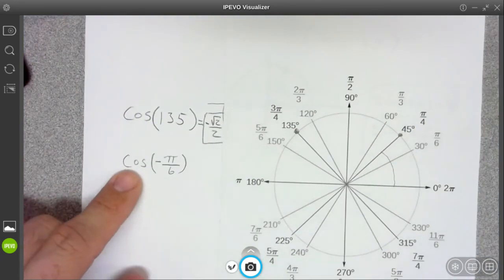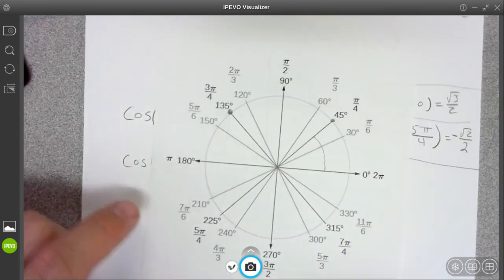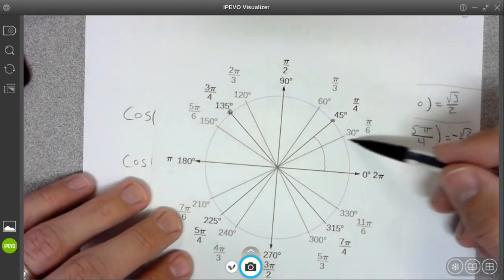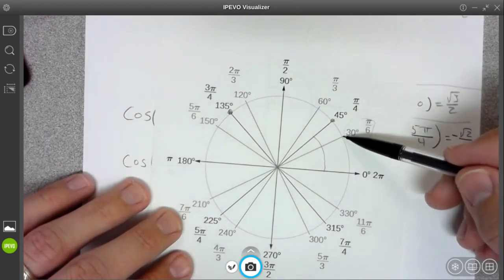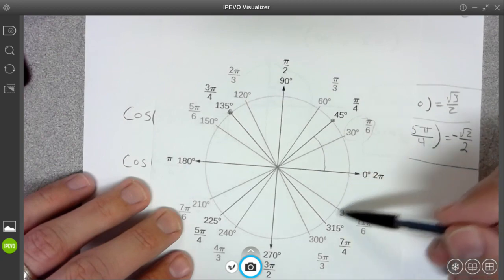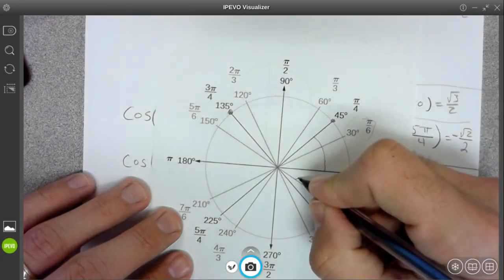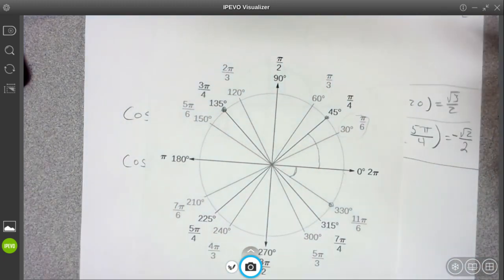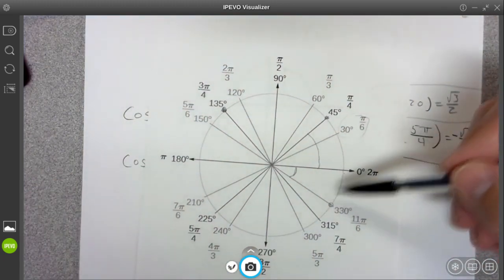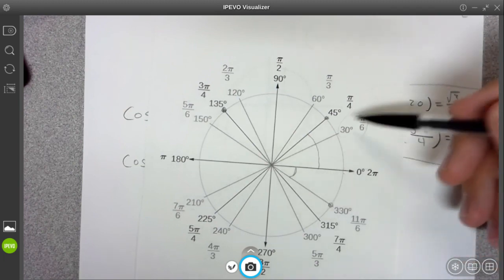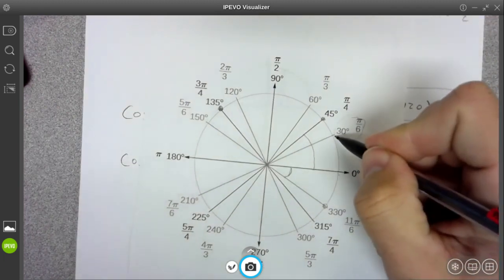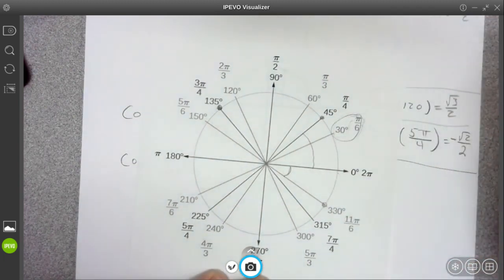All right, cosine of negative pi over 6. So remember, pi over 6 is just a 30 degree angle. But since we're going negative, we're going to rotate clockwise. So we're talking about this position right here. Now, you want to relate that to the quadrant 1 angle, so you reflect that up. So you're really just still talking about the 30 degree angle here.